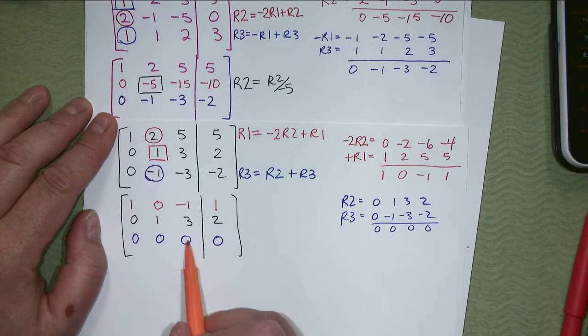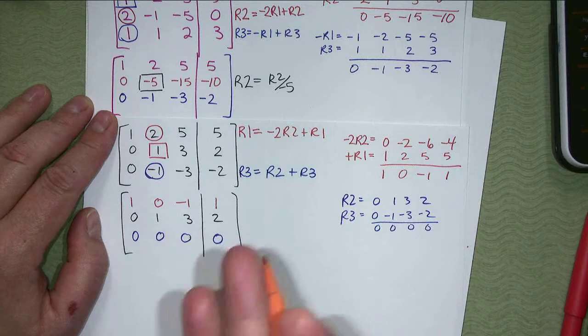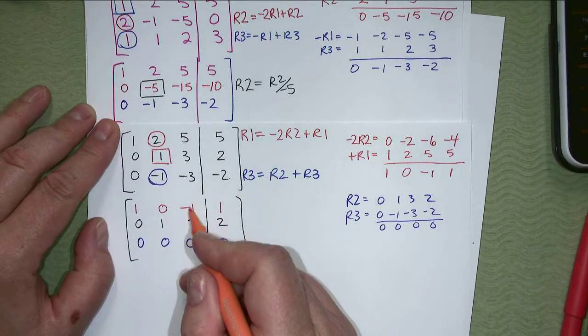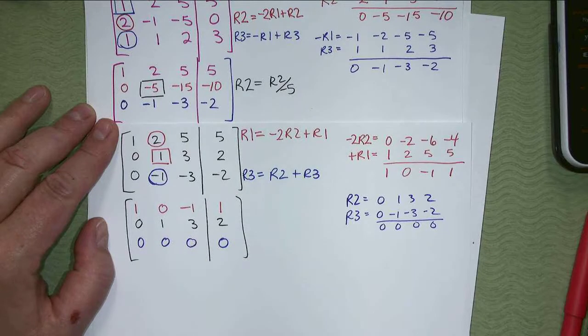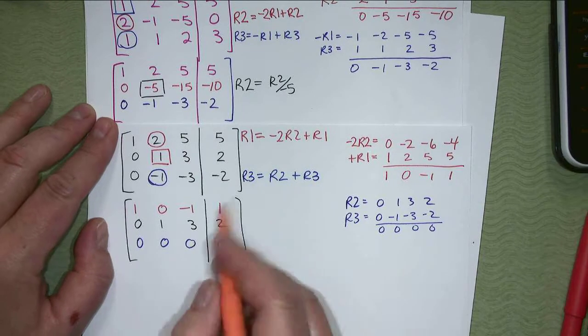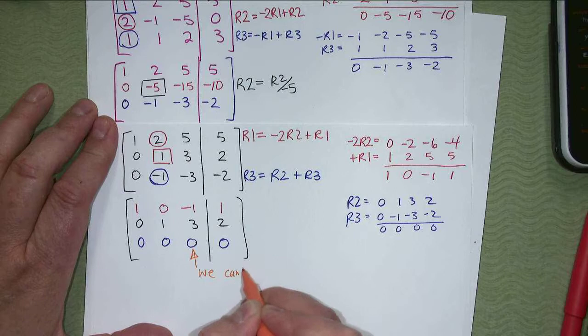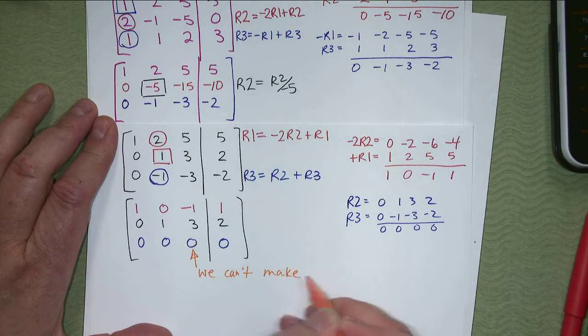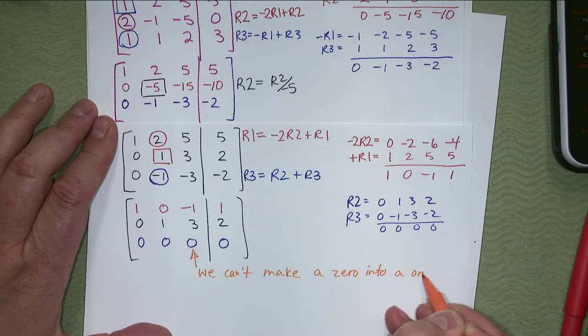That's as far as you can reduce it. If you can't make a 1, you don't switch anything else to zeros. These don't need to be zeros, because there's no lead 1 there. Okay, so it's all about the 1s. If you make a 1, then you make zeros in that column, but if there's no 1, then you don't. Okay, so we can't make a 0 into a 1. You can't divide by 0. 0 over 0 is not 1. So, stop.